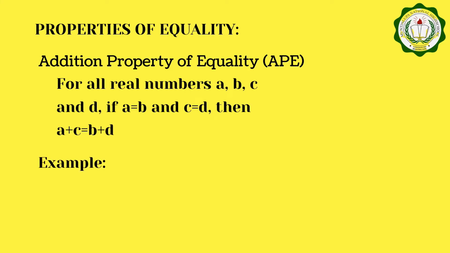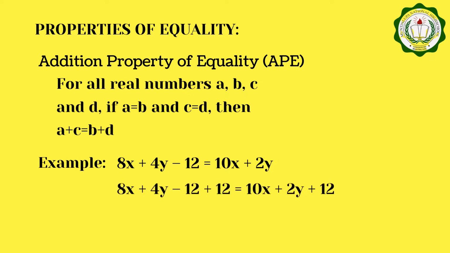For example, we have 8x plus 4y minus 12 equals 10x plus 2y. Adding 12 to both sides of the equation, then we will have 8x plus 4y minus 12 plus 12 equals 10x plus 2y plus 12. We have already applied the APE there. Then, we have now 8x plus 4y equals 10x plus 2y plus 12.